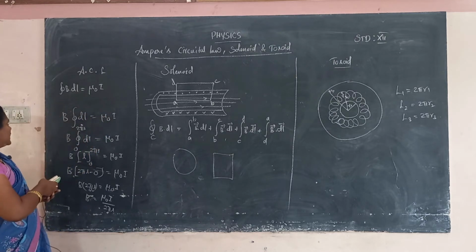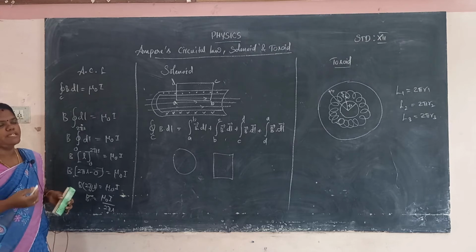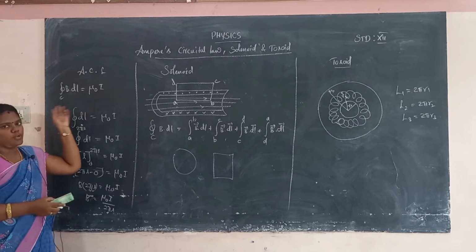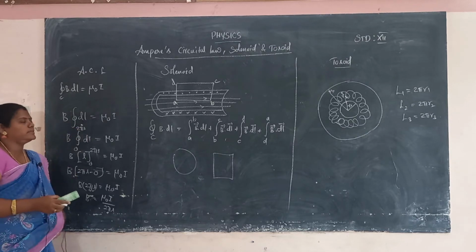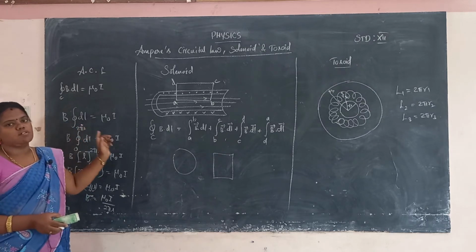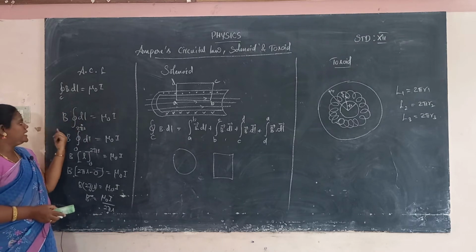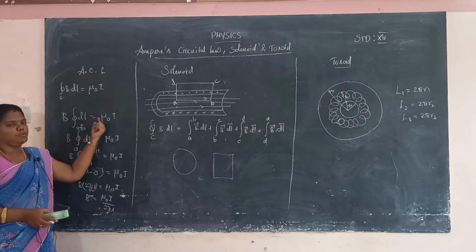So the closed integral of B dot dl is equal to mu naught times I. Mu naught is the permeability of free space, and I is the current flowing in the conductor. Then we want to calculate the magnetic field at a point near a long straight conductor. So B is taken outside, and B times the closed integral of dl is equal to mu naught I.